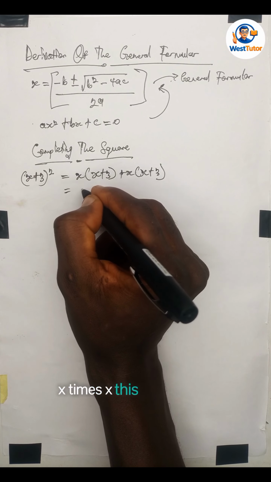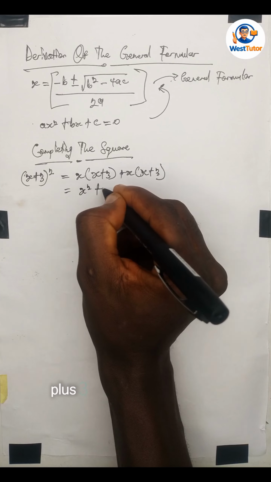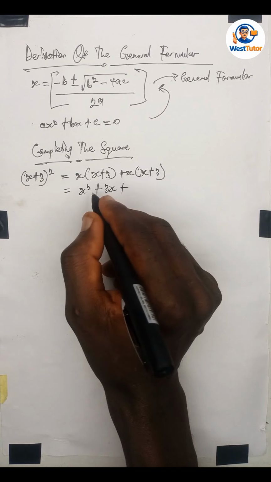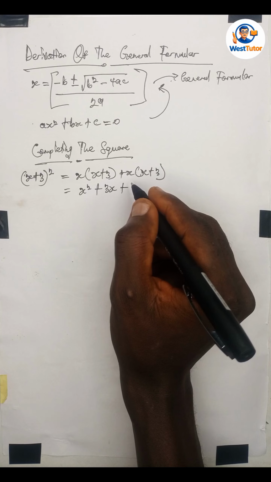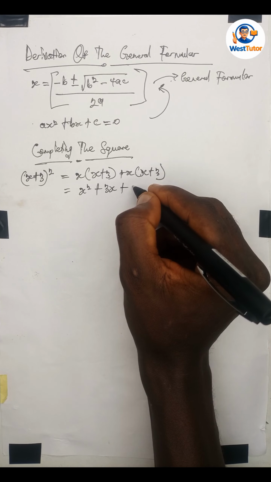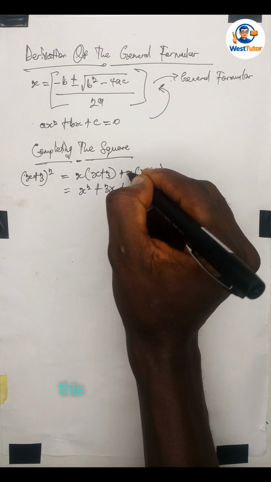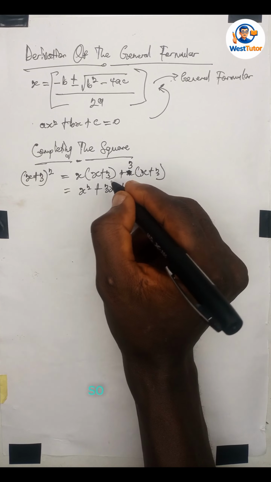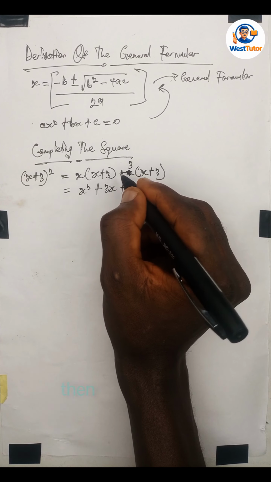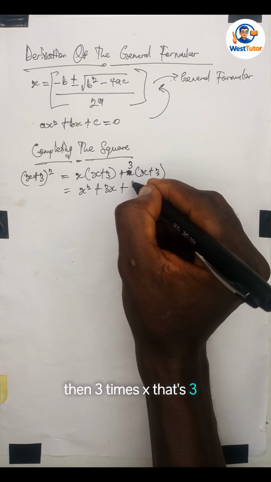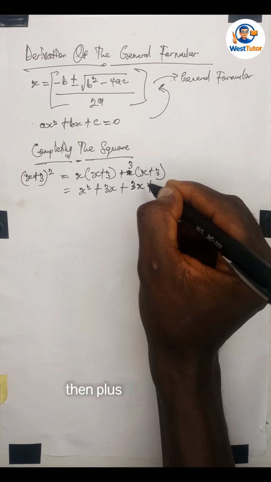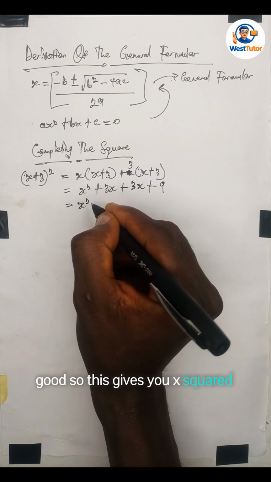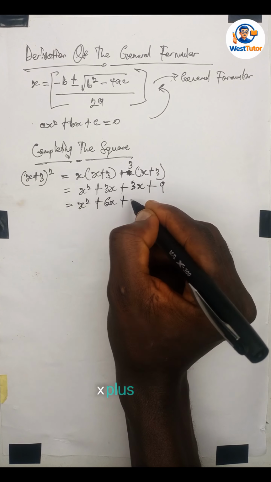X times x, this is x squared, plus 3 times x, that's 3x. Oh, sorry, this is supposed to be 3. My bad. That is x plus 3. So 3 times x, 3x, then 3 times x, that's 3x, then plus 3 times 3, that's 9. Good. So this gives you x squared plus 6x plus 9.